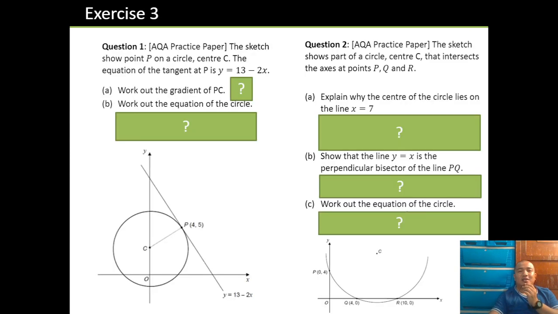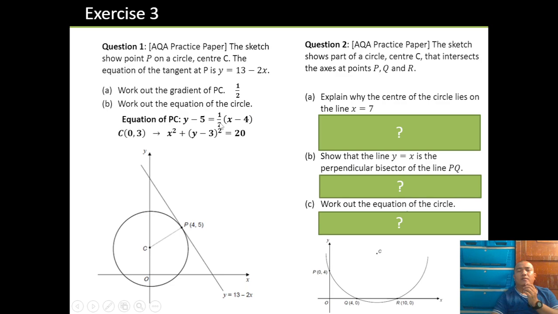Okay, exercise 3. Work out the gradient of PC. Since it is negative 2, it's 1 half. Work out the equation of the circle. y minus 5. This is the equation of PC. The center is at (0, 3). So the equation is x squared plus (y minus 3) squared equals 20. (0, 3) is the center, and 4, 5.